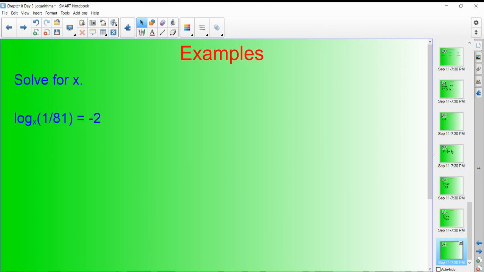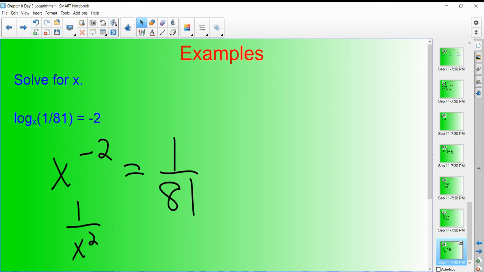This one, once again, log. Convert to an exponential. And this is not even an exponential, it's just one with an exponent. X to the negative 2 is 1 over x squared. And I need to know a number squared equals 81. I think I know 9 squared equals 81. So practice converting between logs and exponentials.